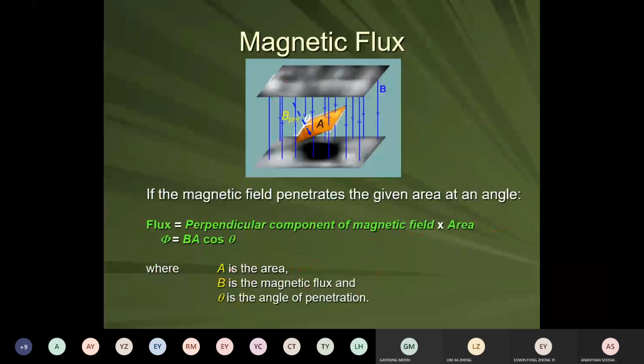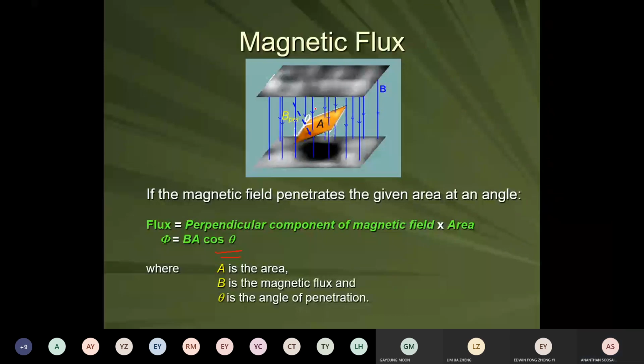The magnetic flux depends on the magnetic field strength and the area. The area has to be normal. If the area is not normal, then you have to find the normal component of the magnetic field to find the magnetic flux. You see here the magnetic flux is B A cos theta. Why cos theta? See this diagram. The area is facing northwest, and the magnetic field is straight vertically down.